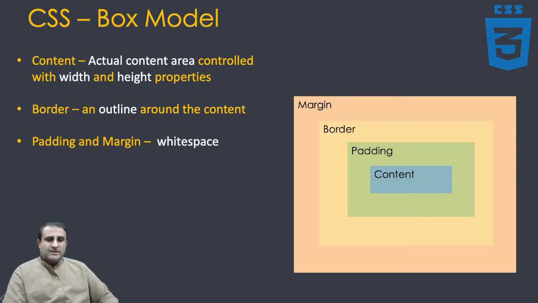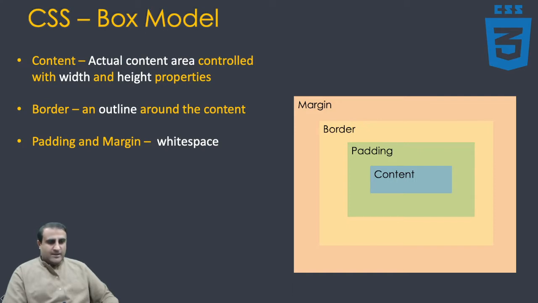So in summary, the actual content is the content area itself, and the border is the outline around the content, and then we have two spaces called the padding and the margin. Padding is the space between the border and the content, and margin is the space between the border and the element's parent element, or say the viewport where the element resides in the main body element.